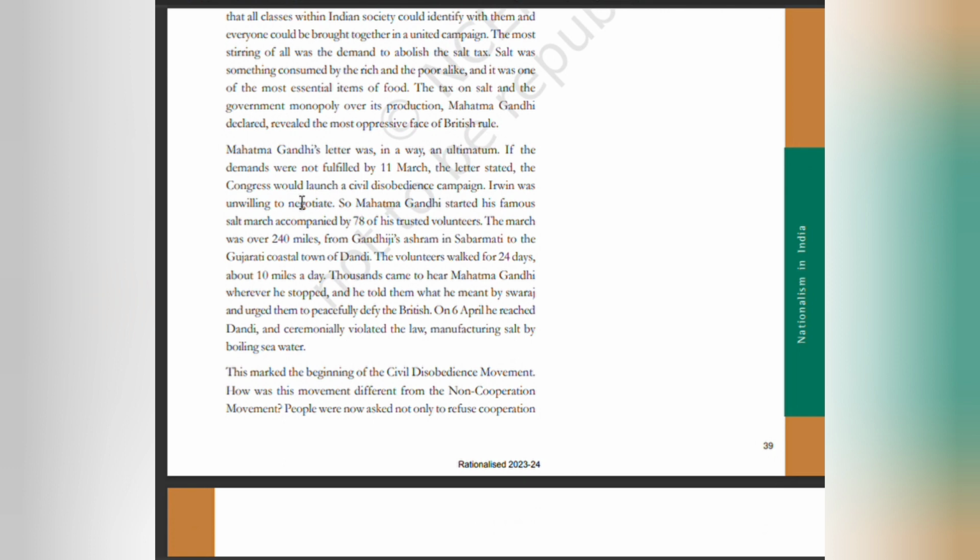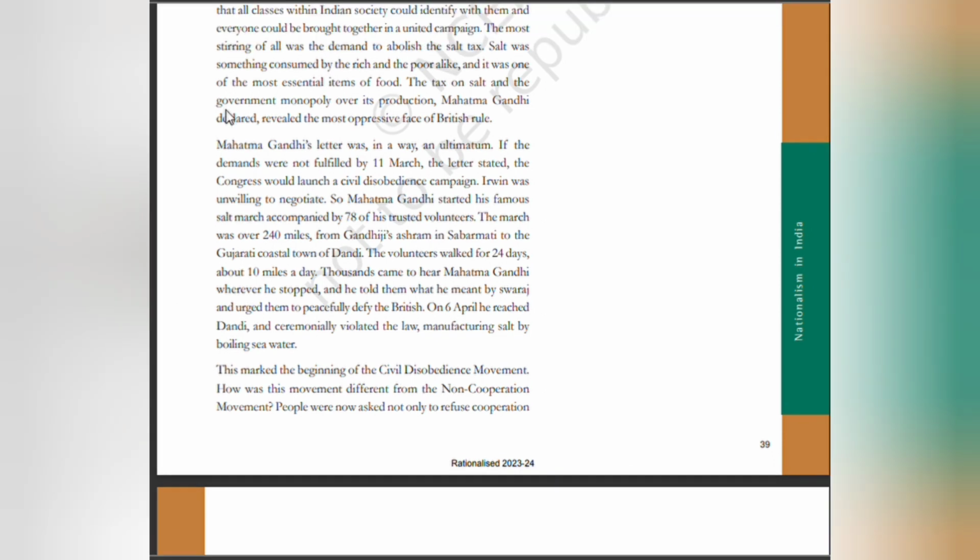Irwin was unwilling to negotiate, so Mahatma Gandhi started his famous Salt March accompanied by 78 of his trusted volunteers. The march was over 240 miles, from Gandhi's ashram in Sabarmati to the Gujarati coastal town of Dandi. Volunteers walked for 24 days, about 10 miles a day. Thousands came to hear Mahatma Gandhi. Whenever he stopped, he told them what he meant by Swaraj and urged them to peacefully defy the British. On 6th April, he reached Dandi, where he ceremonially violated the law by manufacturing salt by boiling sea water. This marked the beginning of the civil disobedience movement.